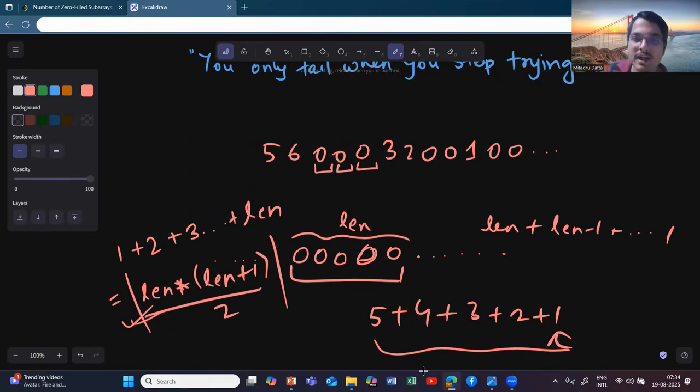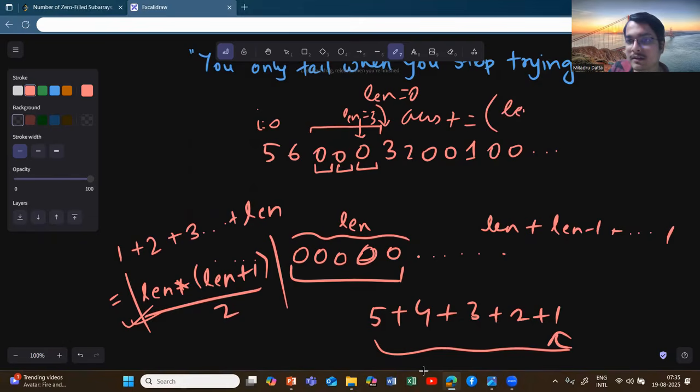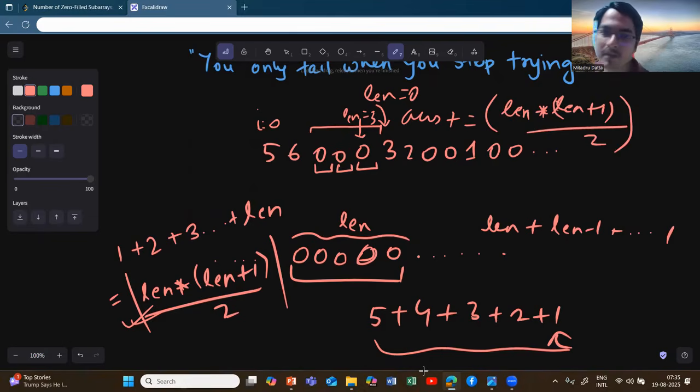So what we can do is keep an iterator, and iterate through all the numbers from i equals 0, and keep counting the zeros. If I get something which is not a zero, I will immediately reset my length. So at this point my length of zeros will be 3. At this point, I will immediately reset my length to 0. But before doing that, I must add to the answer: answer plus equals length into length plus 1 by 2. I hope you easily get what we are going to do.